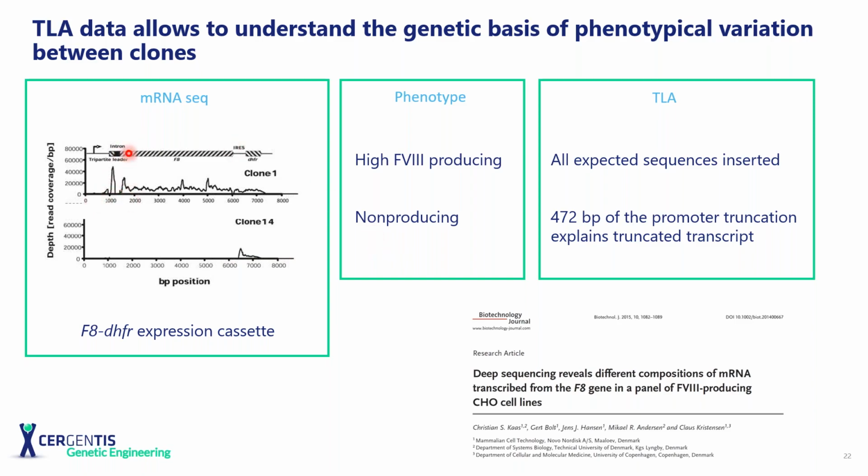And the RNA-seq shows a very complete transcription pattern in clone 2, but not for clone 4. And TLA was able to explain these phenotypes. Basically, clone 1, as expected, shows a very clean, intact sequence, while clone 14 has a large truncation in the promoter. So this is very interesting for research purposes, or to answer diverse research questions at this stage of the development.